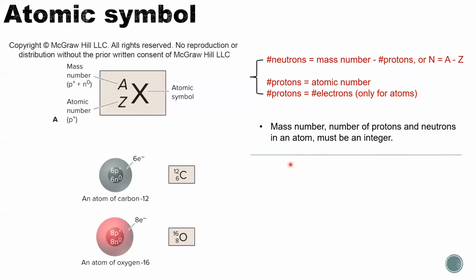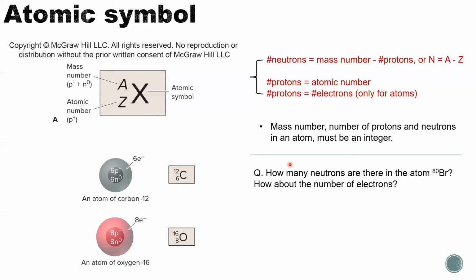All right, let's take a look at a question. How many neutrons are there in the atom 80Br? And how about the number of electrons? From the periodic table, we know Br is bromine and has an atomic number of 35. The atomic number equals the number of protons. So the protons equal the atomic number, which is 35. This is something we can find in the periodic table.